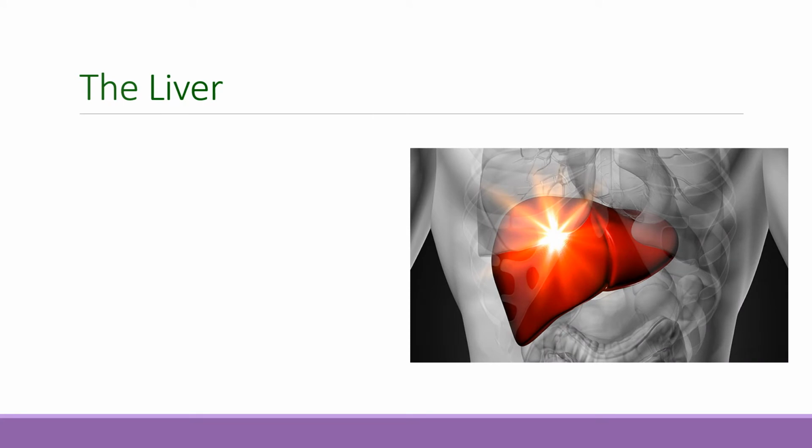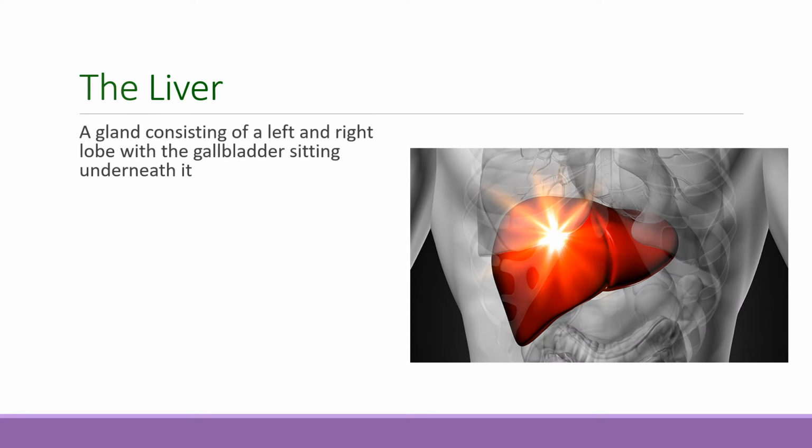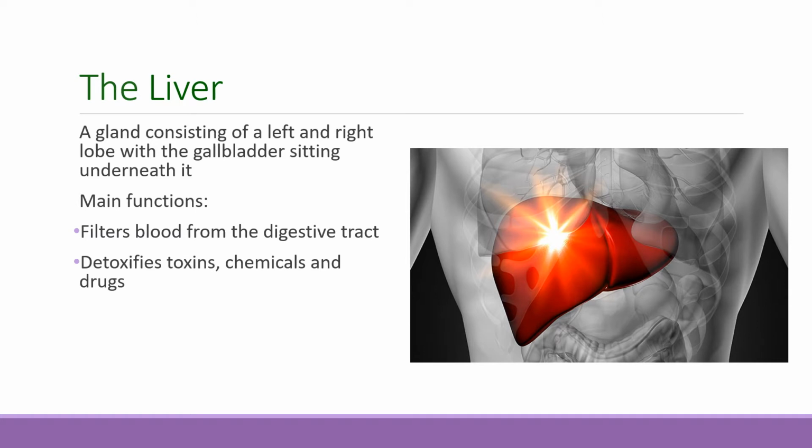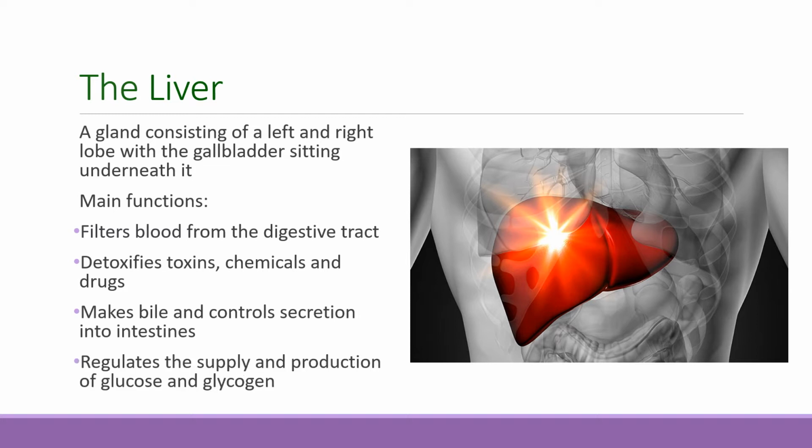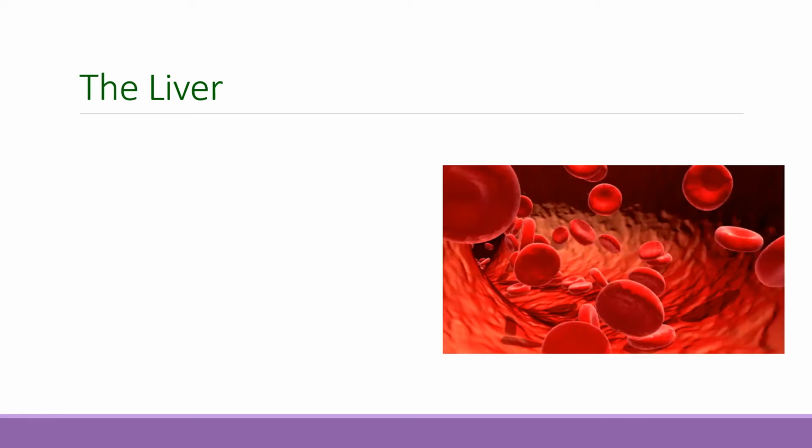So let's start with the liver. It's a gland consisting of a left and right lobe with the gallbladder sitting underneath it. Its main functions are to filter blood from the digestive tract and detoxify toxins, chemicals, and drugs. It makes bile and controls the secretion into the intestines. So even though the gallbladder is where you store bile, the signal for the bile to be utilized comes from the liver. It regulates the supply and production of glucose and glycogen.